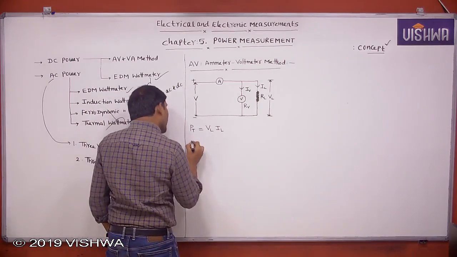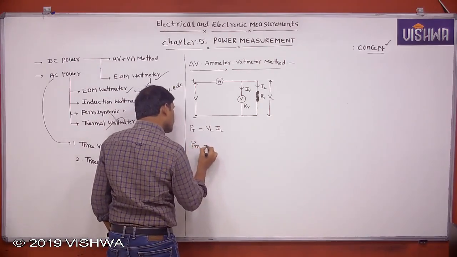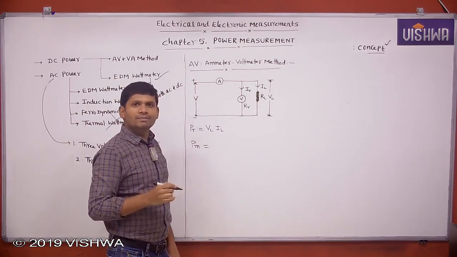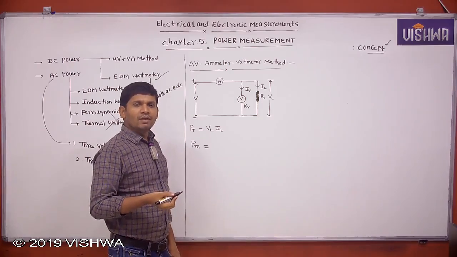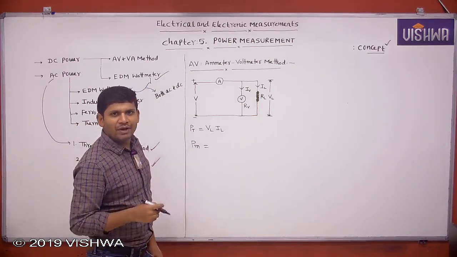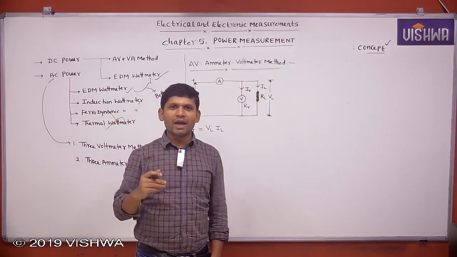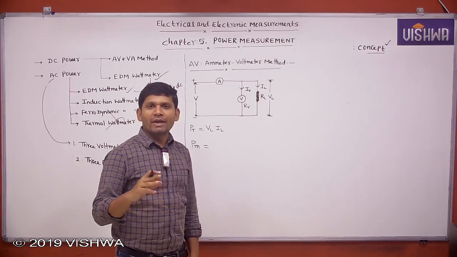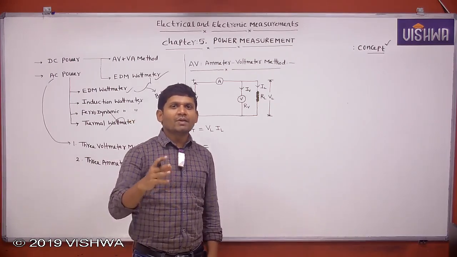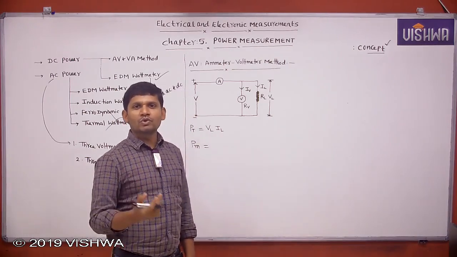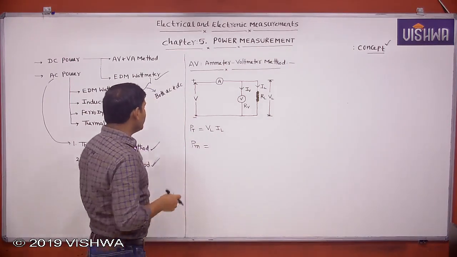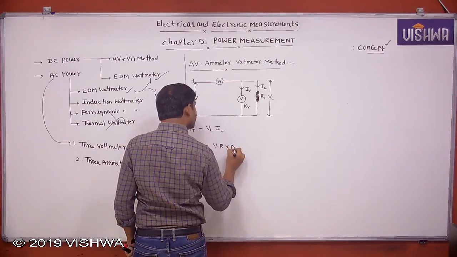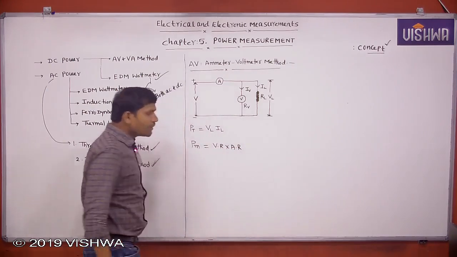Now, what is the measured power? How can we measure the power practically using the AV method? I think all of you conducted this experiment in our laboratory, the AV method and VA method. How did you measure it practically? You connected a voltmeter, you connected an ammeter, took the voltmeter reading and the ammeter reading, and multiplied those two. That gives the measured power: voltmeter reading into ammeter reading.